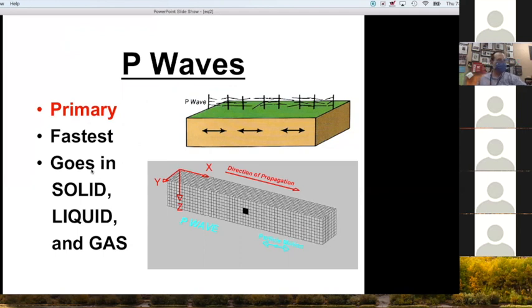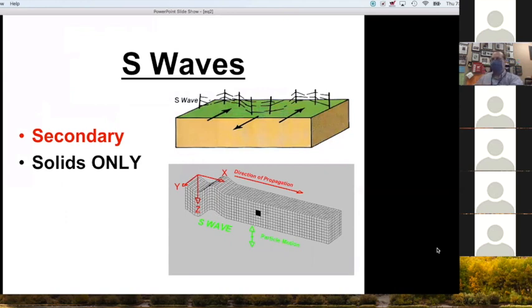It's so fast that it can go through solid, it can go through lakes and rivers and the ocean, water, liquids, and it can even go out into the air. In a big earthquake, you sometimes hear people say, I felt the energy come out of the ground. That's the P wave. And it can even shatter windows. The pressure from the wave can break the glass. So P waves go the farthest and can go through almost anything.